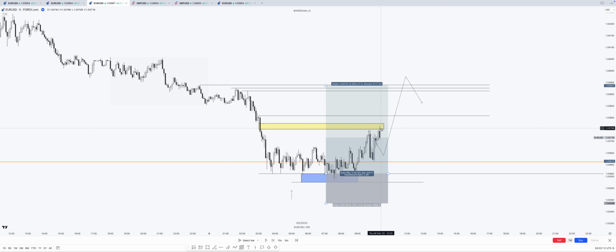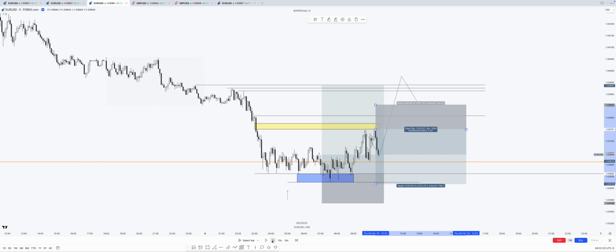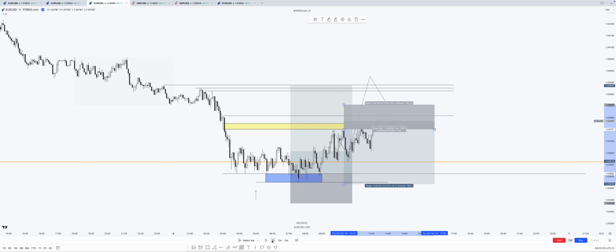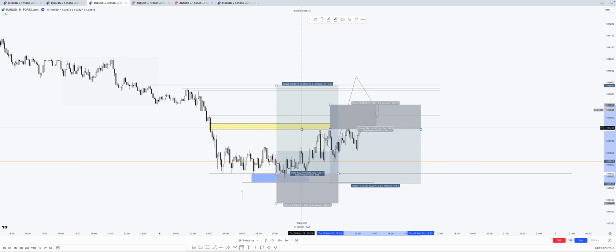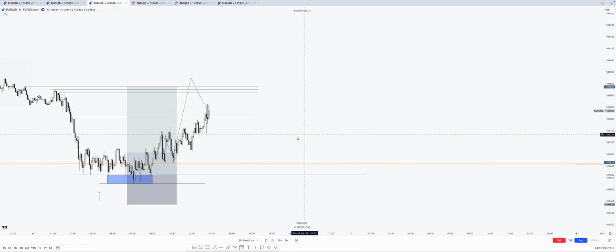So here it respected the fair value gap, you are going short here, and you are absolutely wrecked because you don't understand what you are doing. Sorry to tell you this, but it doesn't work as you think. The fair value gaps are just 3 candles.